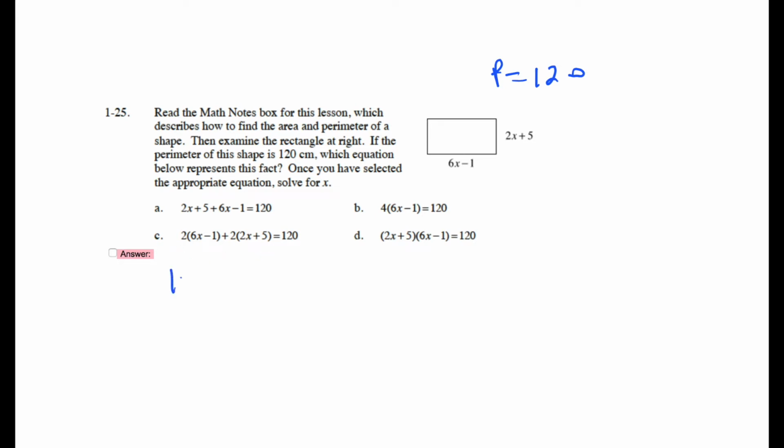So, 12x. Are you copying it down? You have to copy it down, huh? Okay, do it. It's a good idea. 2x plus 5 equals 120. All right. What do you get?